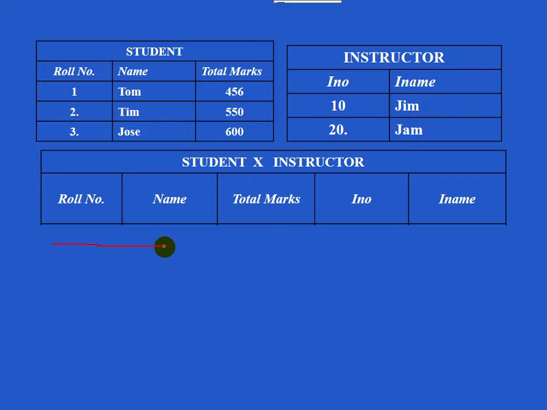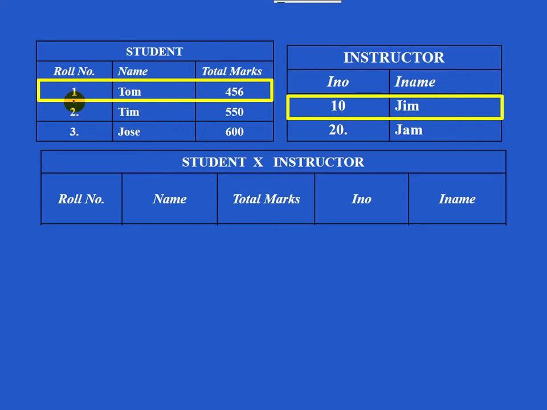So let me find the first tuple of the resultant relation. The first tuple of the first relation should be concatenated with the first tuple of the second relation. So concatenation means placing them together. So when these two tuples are placed together, you will get the first tuple of the resultant relation.